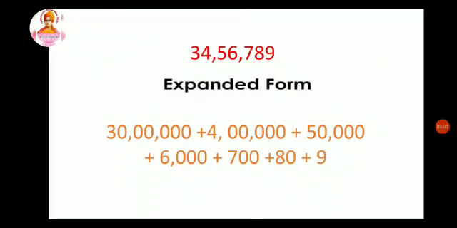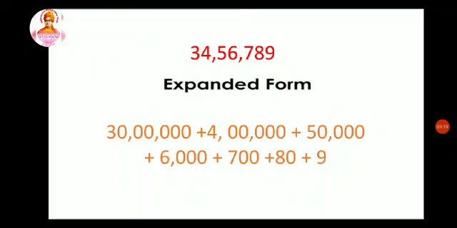7 is in the hundreds place. For hundreds we have 2 zeros. That's 7 and 2 zeros, 700. 6 is in the thousands place. For thousands we have 3 zeros. 6 and 3 zeros make 6000. 5 is in the 10,000 place. For 10,000 we have 4 zeros.